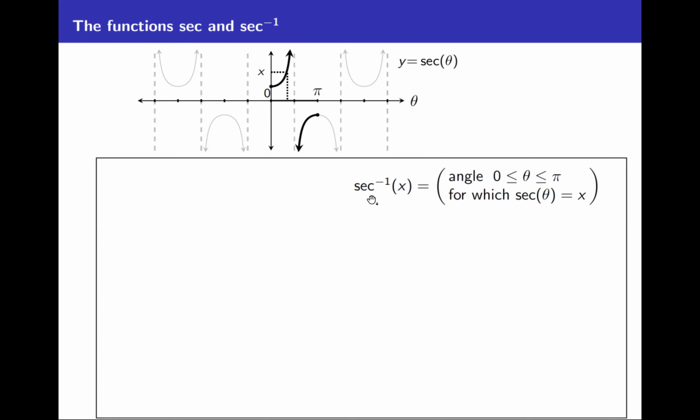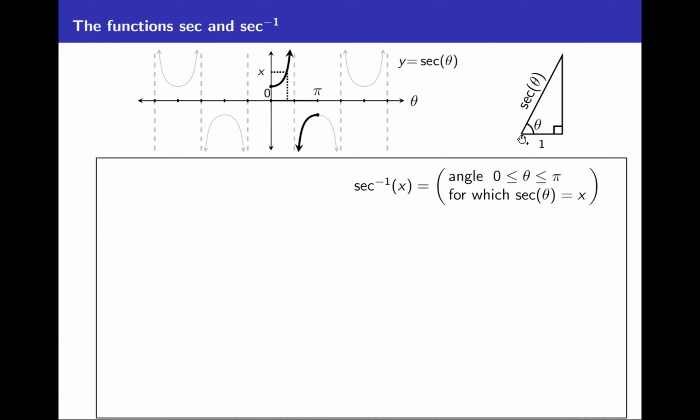So in words, secant inverse of x is the angle theta between 0 and pi, for which secant of theta equals x. So secant of this theta equals x. And let's draw a picture of this. The picture for secant theta would look this way, at least if theta is an acute angle.